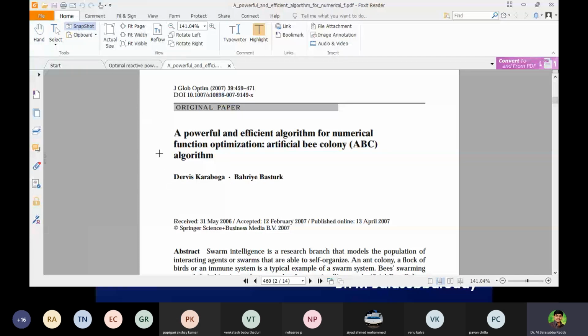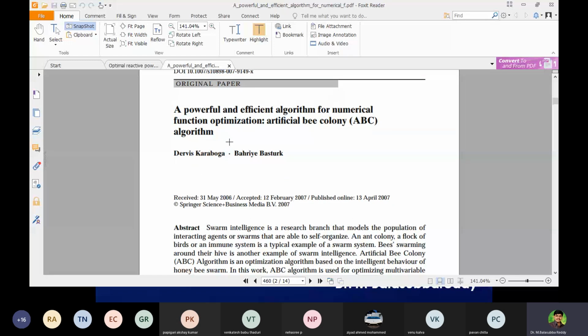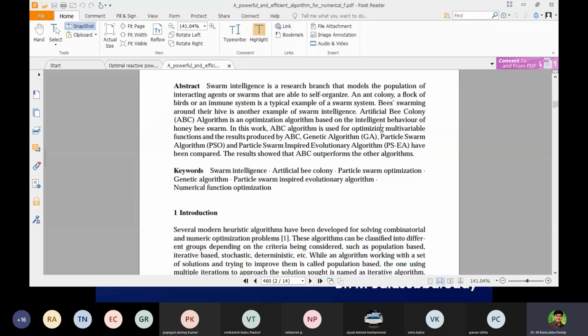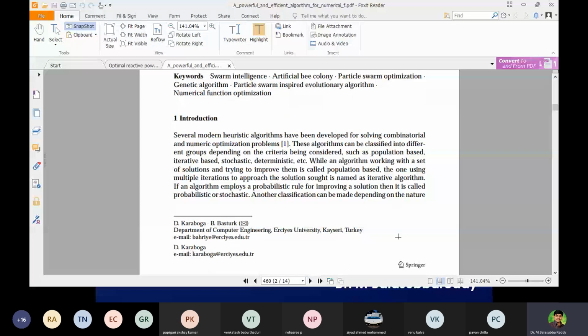Actually, he is the inventor, Karaboga. He is the author of ABC, initially in the 2007 paper, but I think he proposed it in 2005 itself. Later he modified it further and further. Finally, he proposed another one, published in a journal. This paper is a Springer publication. This is also a very good journal.